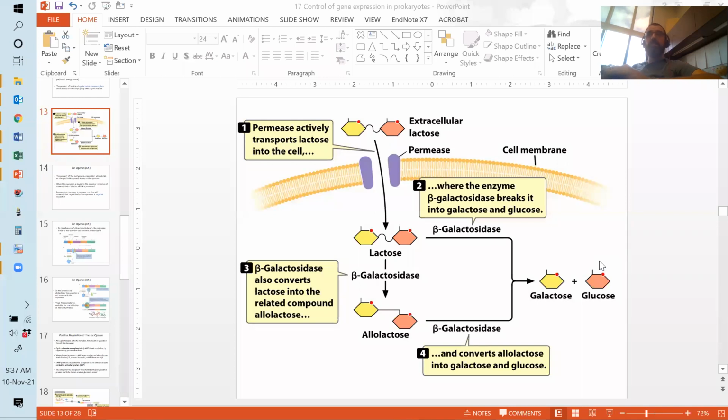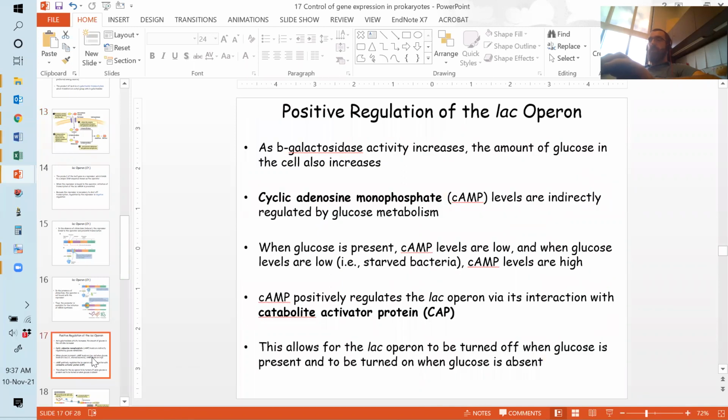We just don't need as much lactose being turned into galactose and glucose, even if there's still an absolute ton of lactose present. Essentially, the bacteria is getting full. And so this is where we come to the fine control. And this is all about sensing glucose levels.